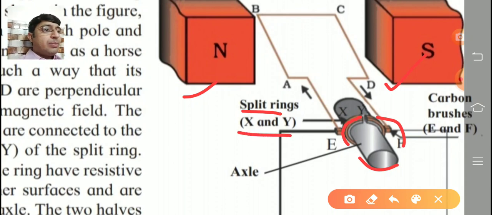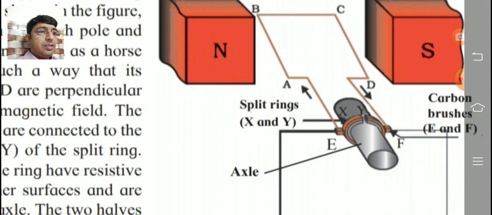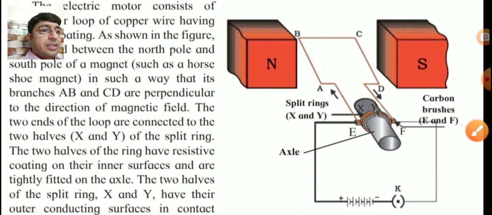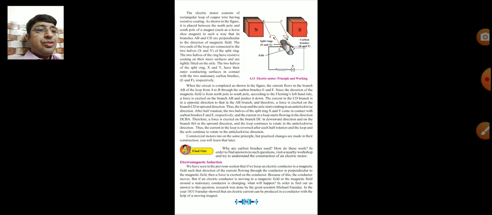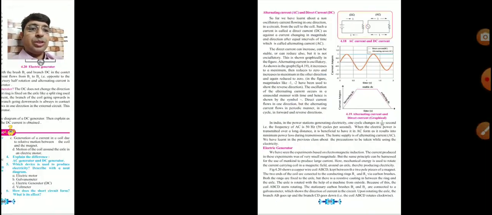Next, carbon brushes are given here, indicated by the letters E and F. These carbon brushes touch the split rings. One is here and the second one is on this side. Clear? Now this is the figure given. Then there is the connection of a cell or battery, with one K meaning the key. And then one wire loop, a rectangular loop, is formed here, labelled A, B, C, D. So the question is asked in this way. I will show the answer in the proper way.